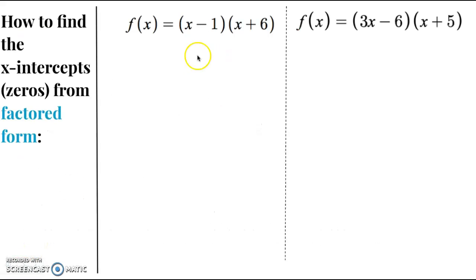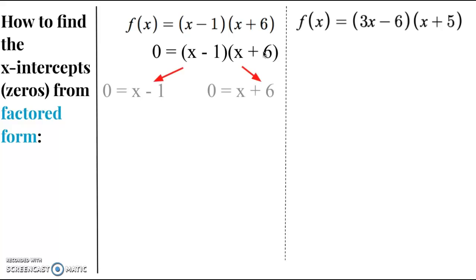All right, for this first one on the left-hand side, we are going to find the x-intercepts. So remember, the first thing we do is we set f of x equal to 0. Next, we know that either this whole thing has to be 0 or this has to be 0 or both. So what we're going to do is we're going to take that property and we're going to use it to separate this into two separate equations. So we're going to say x minus 1 is equal to 0 or x plus 6 is equal to 0. Then we're going to solve each of those equations separately.